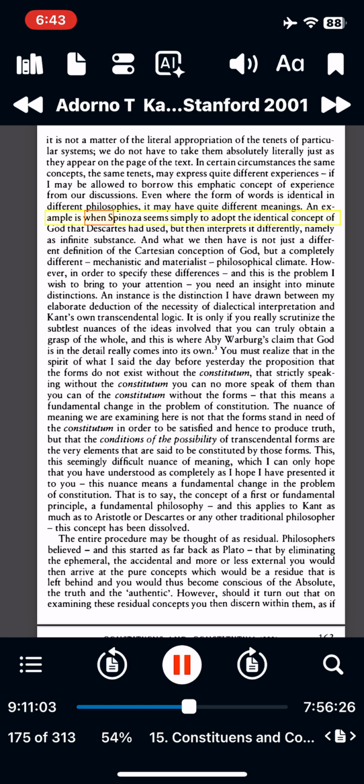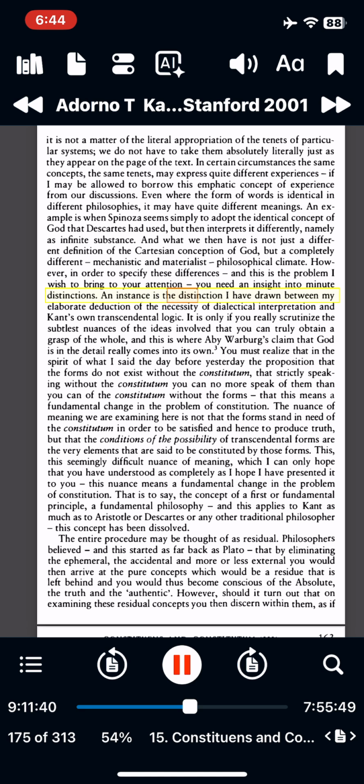An example is when Spinoza seems simply to adopt the identical concept of God that Descartes had used, but then interprets it differently, namely as infinite substance. And what we then have is not just a different definition of the Cartesian conception of God, but a completely different, mechanistic and materialist, philosophical climate. However, in order to specify these differences, and this is the problem I wish to bring to your attention, you need an insight into minute distinctions.